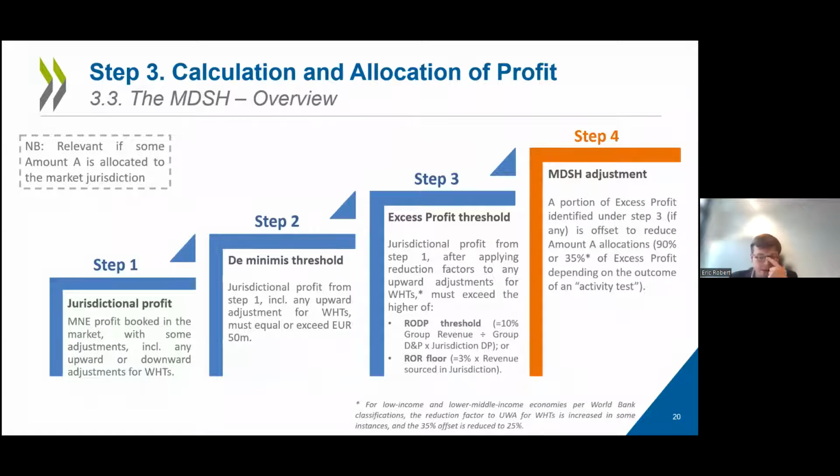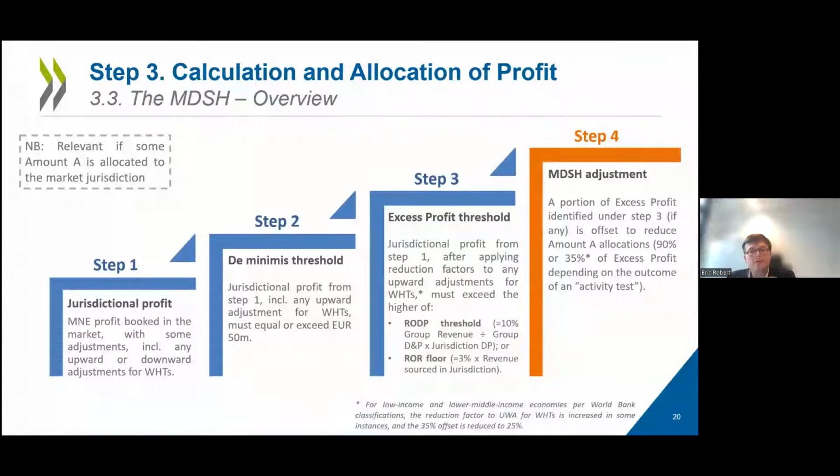And once you have that, you need to verify two things, which are basically step 2 and step 3 here on the screen. First, step 2, you need to verify whether this amount of jurisdictional profit is material enough to justify applying the MDSH and the compliance work associated with it. So that's a de minimis threshold. And it means that if your amount of profit in the market determined at step 1 is below 15 million, you stop there. The MDSH adjustment doesn't apply, and you stop applying the rules.